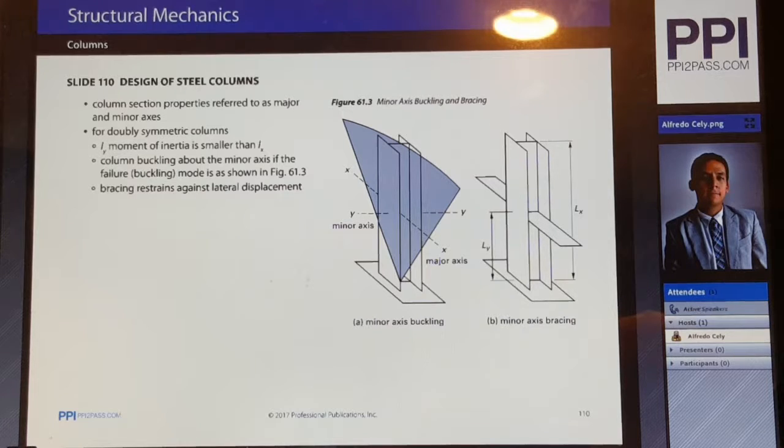Doubly symmetric shapes are shapes which have 2 axes of symmetry. Since buckling about the minor axis is the expected buckling mode, bracing for the minor axis is usually provided at intermediate locations to reduce the unbraced length of the column.